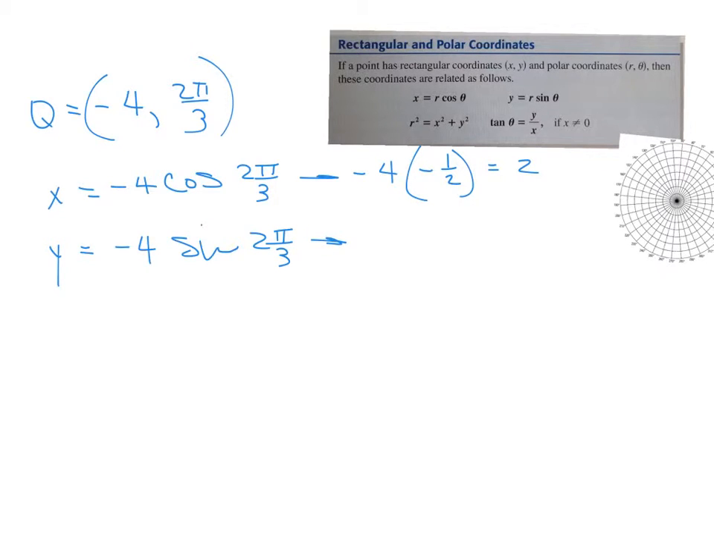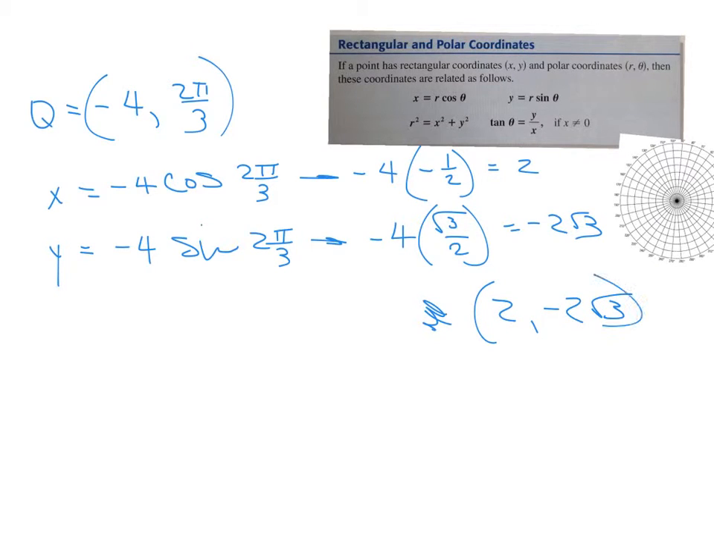My y is going to give me negative 4, and sine is positive in the second quadrant, and it's the square root of 3 over 2, which is going to give me negative 2 square root of 3. So my rectangular point is going to look like that. So this is the conversion from the polar system right there.